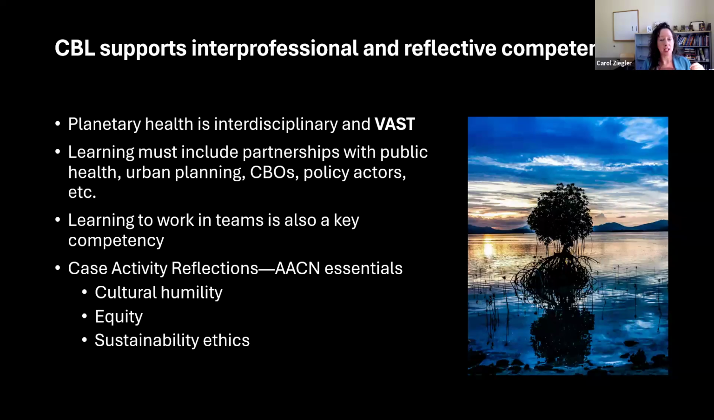So another key aspect of that is learning how to work in teams. So the case activity reflections include things like cultural humility, equity, sustainability, ethics. So those are all other aspects of those AACN Essentials that are embedded in these courses that we can then map, right? And it really reinforces those affective and ethical competencies so that students are gaining those, they're scaffolded well, I guess I would say, as we go forward.